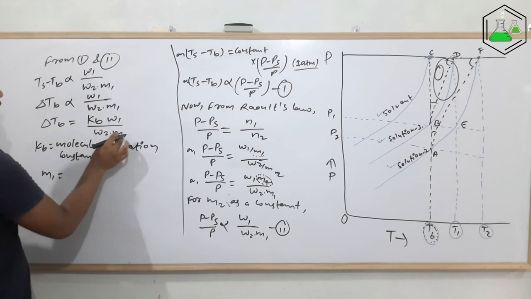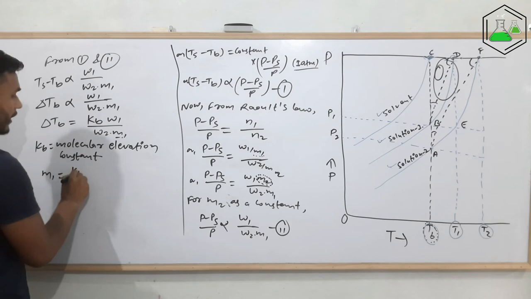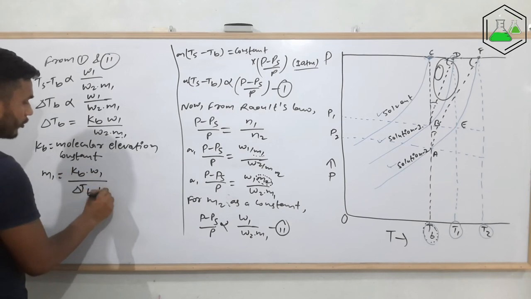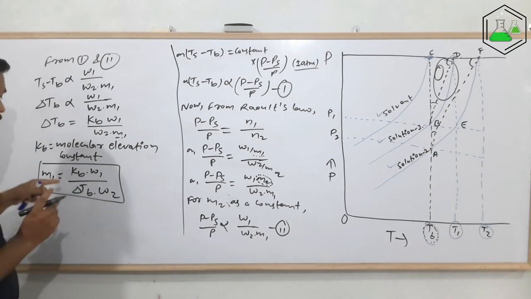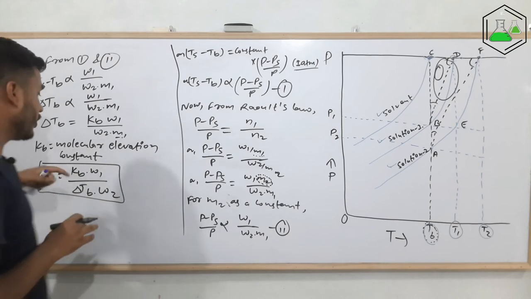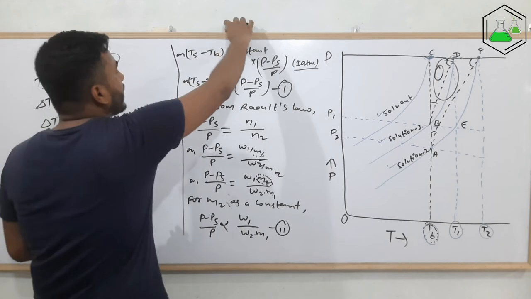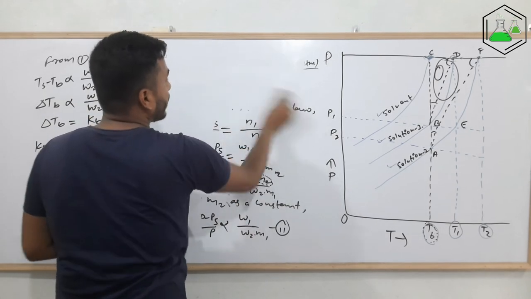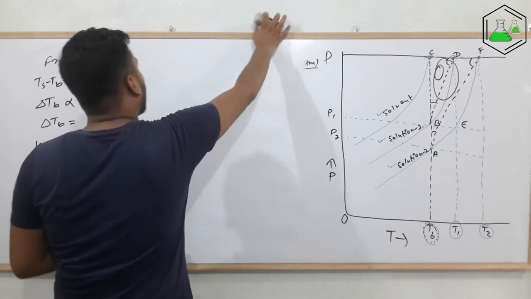So we can get the value of this M2. M2 is equal to: we need to take M2 to this side and this to the other side. So it will be KB into W2 by del TB into W1. This is the required mathematical expression to calculate the molecular weight or molecular mass of the given solute. Now, what is this KB? How can we define it? There must be a definition of KB as well, because in an examination, it might ask what is the meaning of KB.